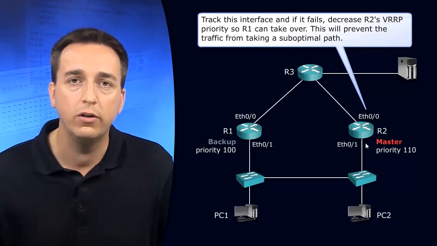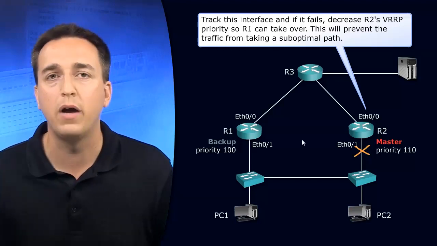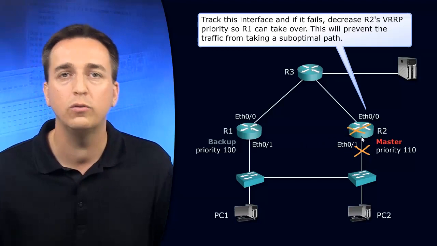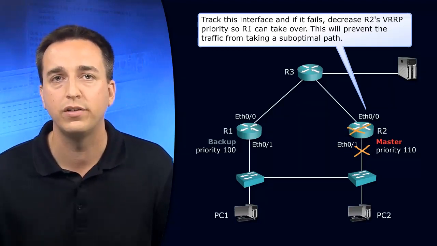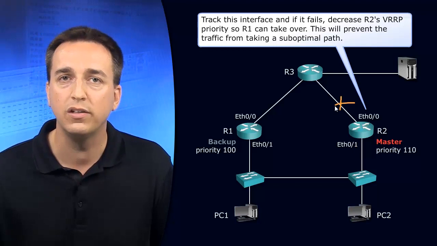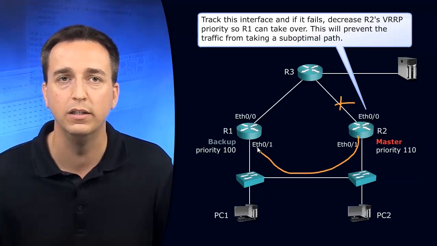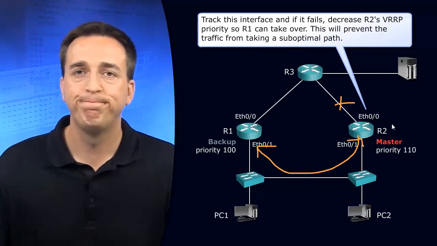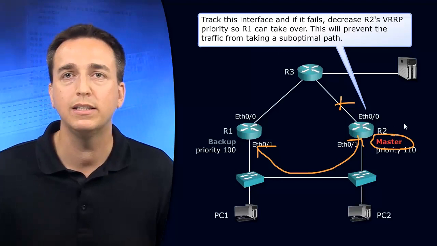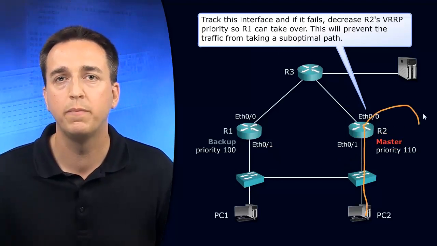So if this link goes down, great. The hello packet's missing. Our backup router becomes the master. The router goes away. The hello packet goes missing. Our backup router becomes the master. But if all of a sudden this link fails, nope, the hello packet's still going back and forth. So therefore, this is still the master. And since this is the master, traffic now gets dropped.